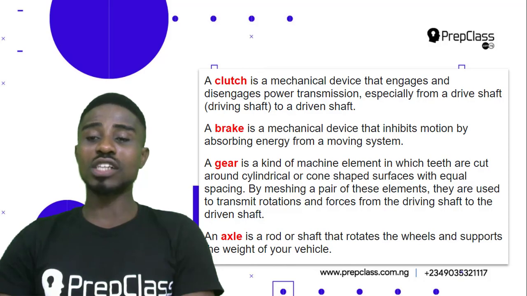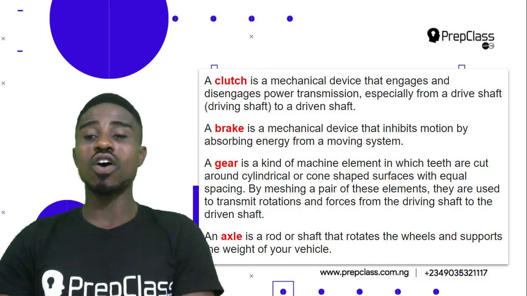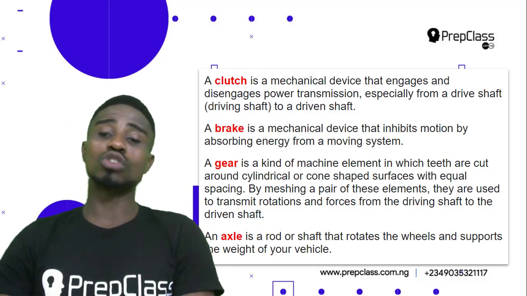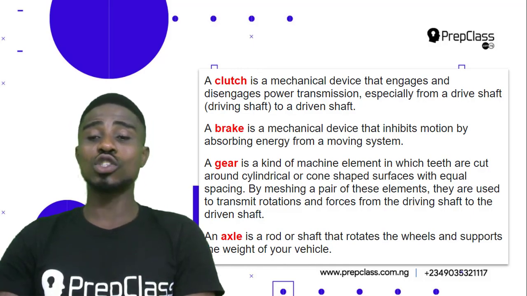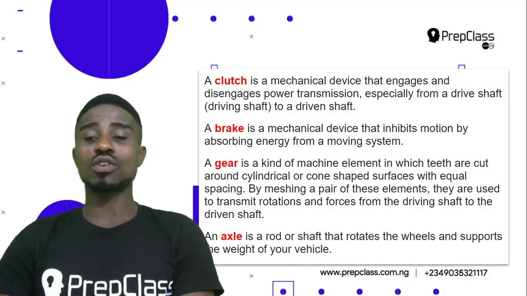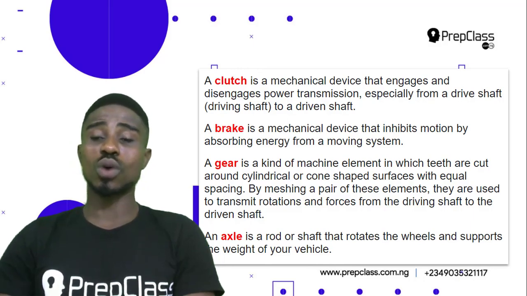A gear is a kind of machine element in which teeth are cut around a cylindrical or cone-shaped surface with equal spacing. By meshing a pair of these elements, they are used to transmit rotations and force from the driving shaft to the driven shaft. So a gear is just used to enable motion in some machines. So that's not my correct answer. An axle is a rod or shaft that rotates the wheel and supports the weight of your vehicle. So this is also not our correct answer.